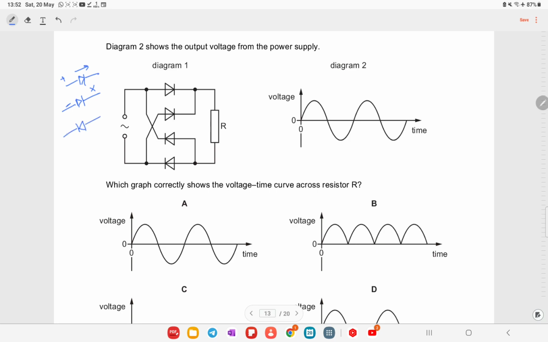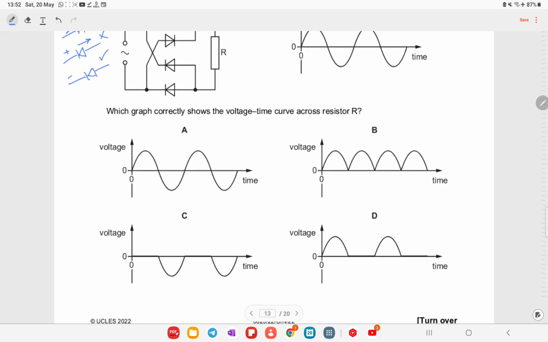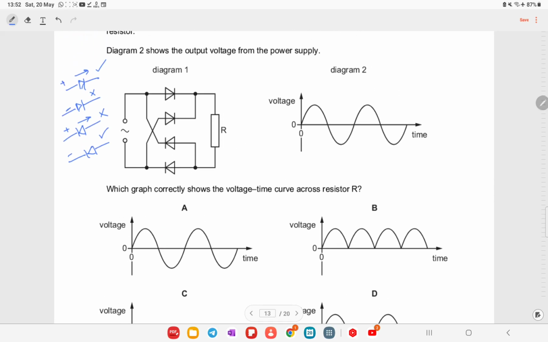So again, for positive charges to flow through this type of diode is not going to be possible. It does not allow the current or the positive charges to flow. Yes, it can allow the negative charges to flow. Okay, so by using this, we have to find out which graph correctly shows the voltage-time graph across the resistor R.